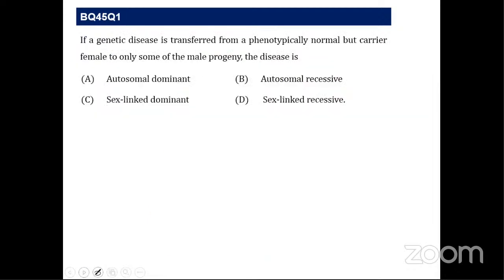Next question. If a genetic disease is transferred from a phenotypically normal but carrier female to only some of the male progeny, the disease is.